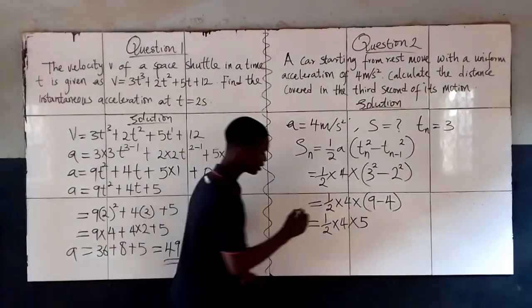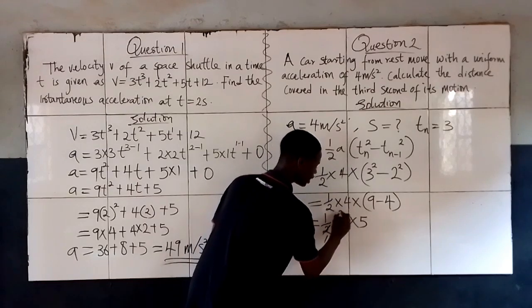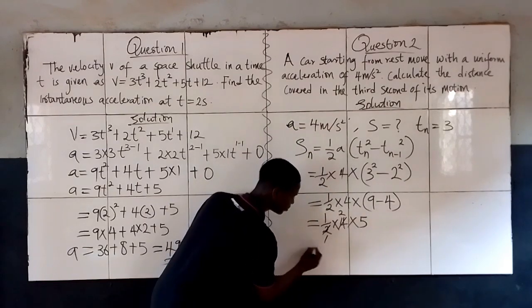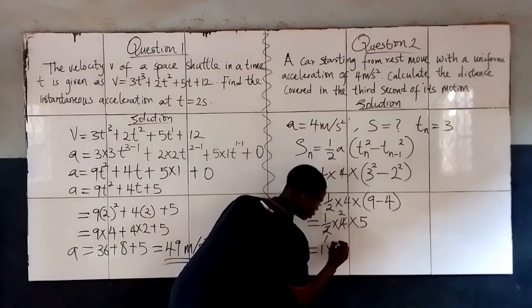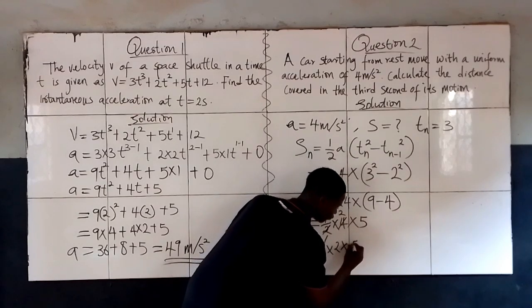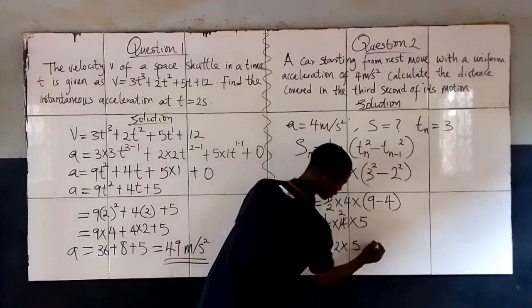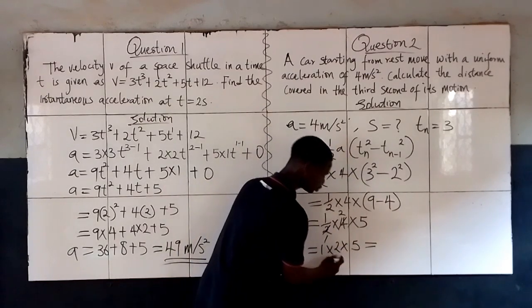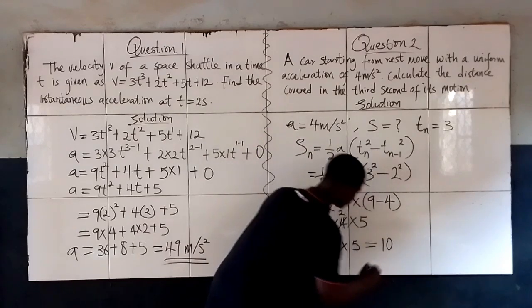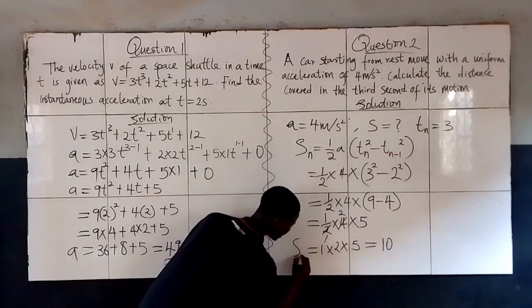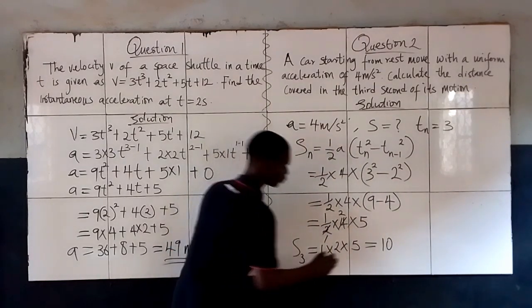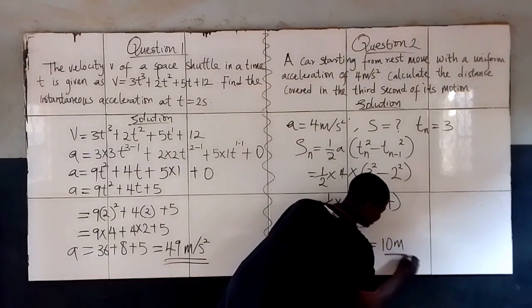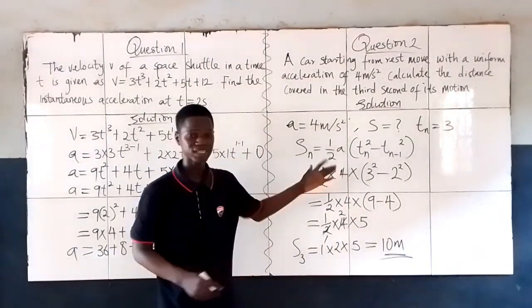From here we can now say 2 here 1, 2 here 2. So call me the guys that are remaining. You have 1 times 2 times 5, is it not? So let's work that out. 1 times 2, 2. 2 times 5 is what? 10. Because it's distance, we will now say S3, which is what they asked us for, is equal to 10 meters. So guys, this is how it is solved.